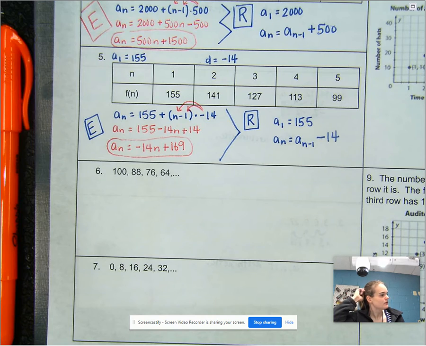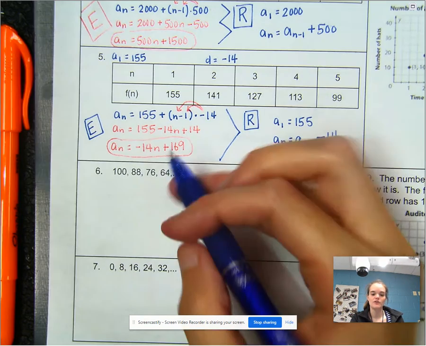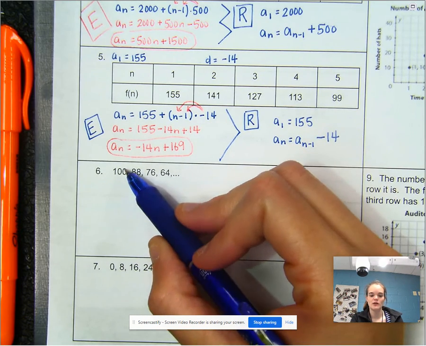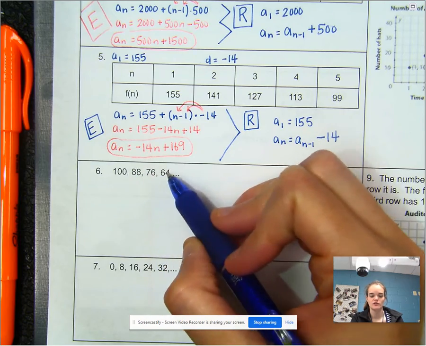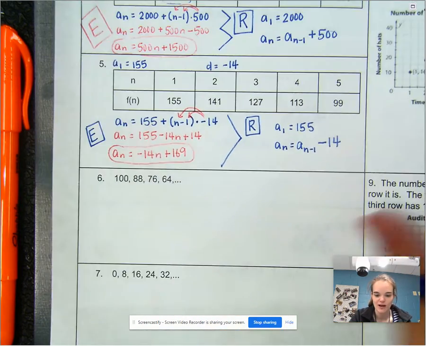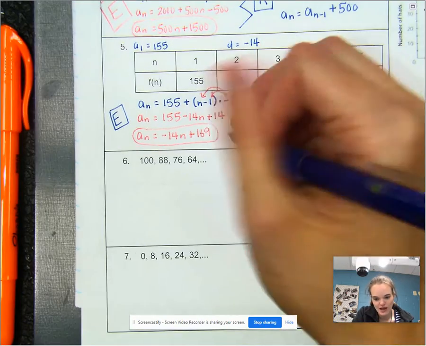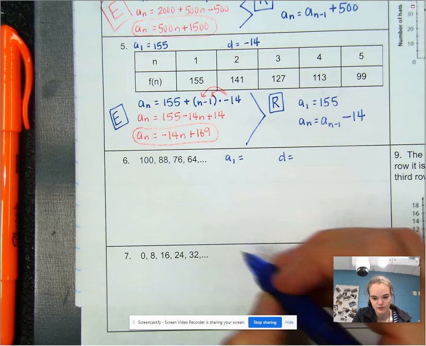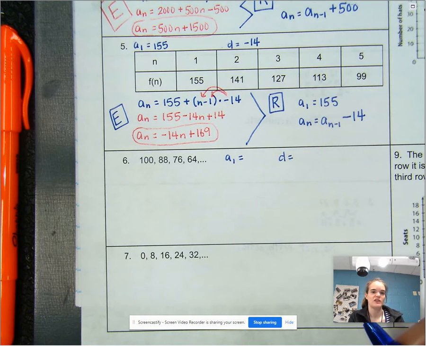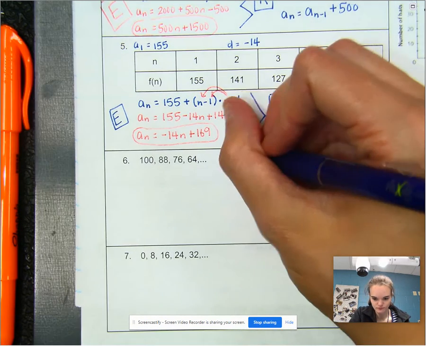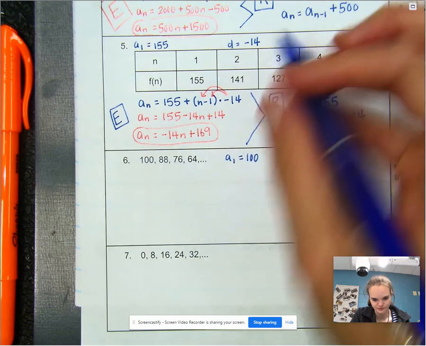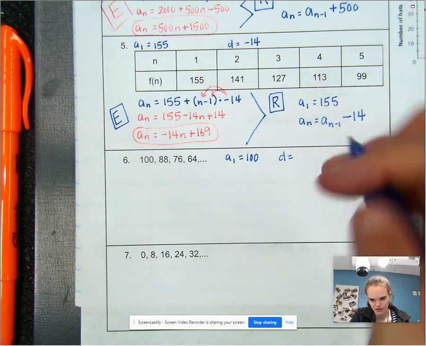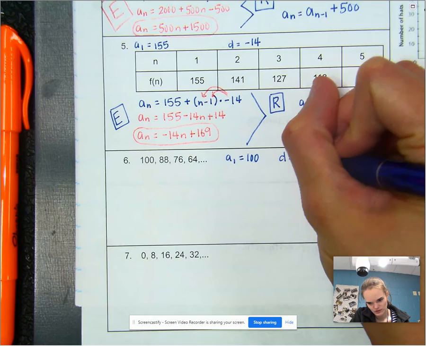Okay, these are written differently. They're not in a table, but all that's missing is the position number, but you should know that. This is the first, this is the second, this is the third, this is the fourth, okay? We just don't have the position number anymore. We're going to go ahead and write a sub 1 up here and d right here, so we got room down here to do the rest of it, because this isn't the answer, remember? We just need it to plug in. The first term is 100. 88 minus 100 is negative 12.